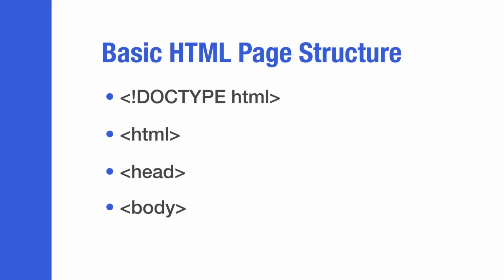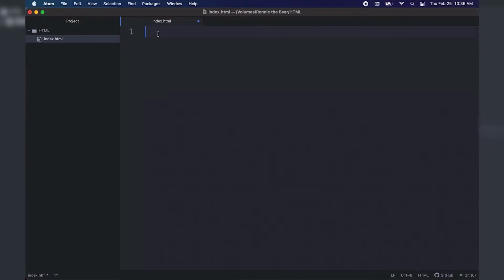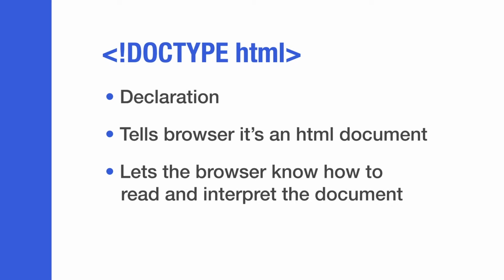Today we'll just be reviewing the basic HTML page structure and what it takes to start building your HTML page. So make sure you have your document open and saved with a .html extension, and we're going to start out with the doctype. Now the doctype isn't exactly an element, it's more so a declaration, and it defines that the document is an HTML5 document.